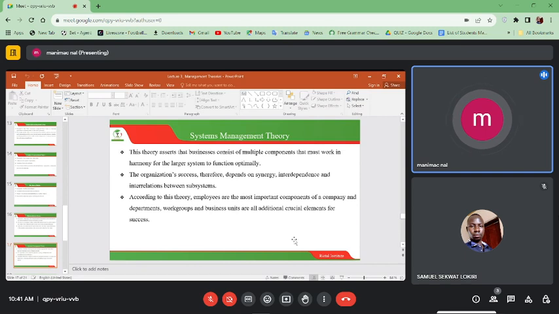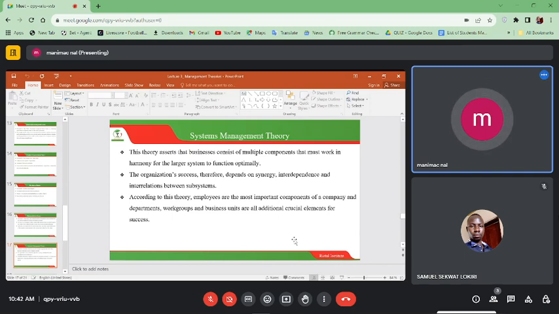According to this theory, employees are the most important components that a company must have. They are the departments, because a company must have employees, and it must also have different departments where the work is grouped depending on the qualifications or the skills that employees possess.